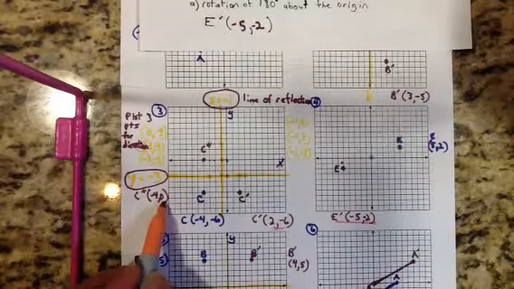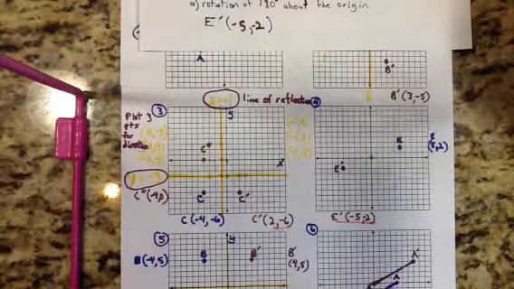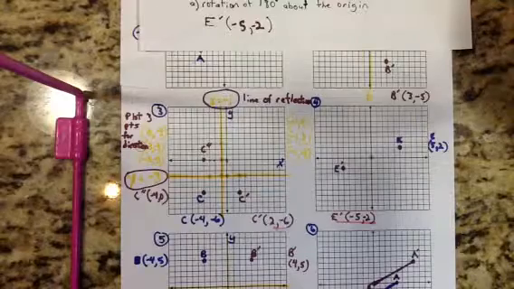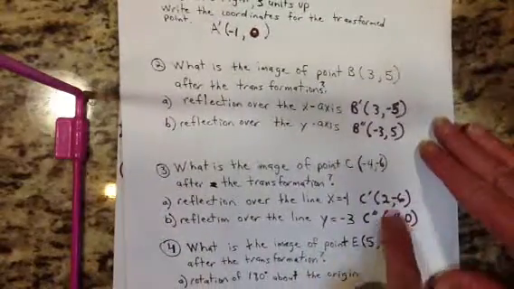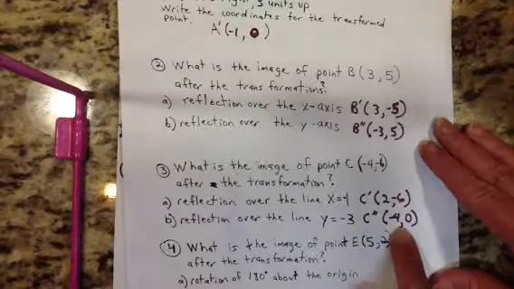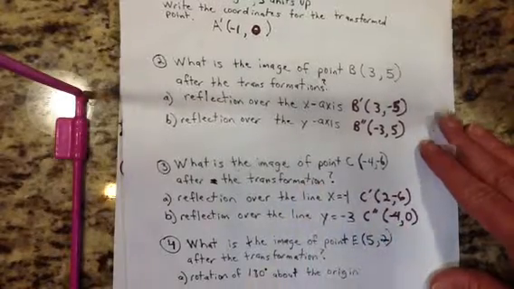So -4, 0, I noted it right here, to calculate your coordinates from the origin and not from those lines of reflection.